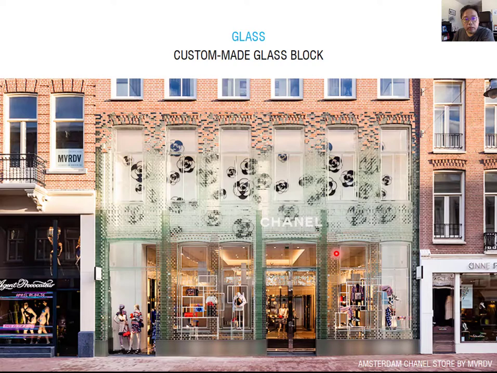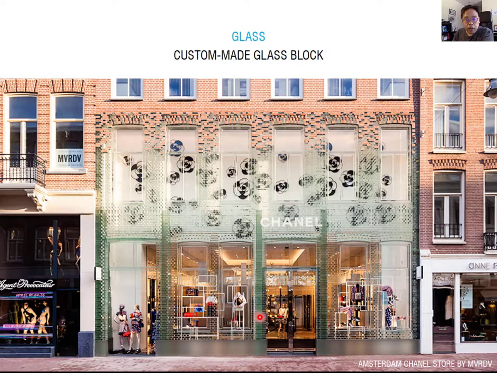Because the store is more about popping up from the neighboring buildings, they keep the same module from the existing building and the surrounding buildings. And then they mimic the old architecture style using glass. But how did they make it? You can see the detail.